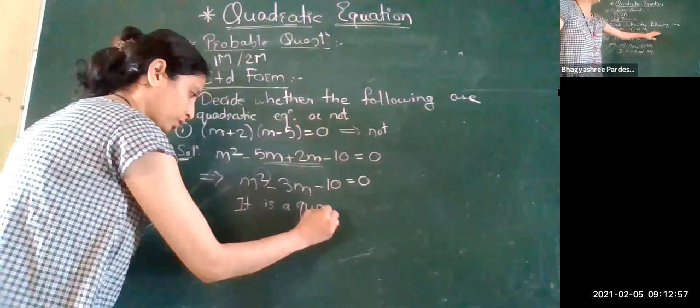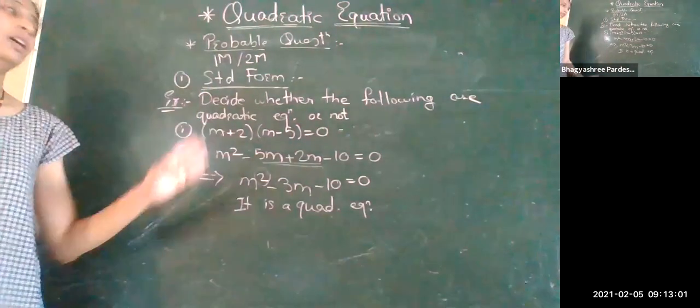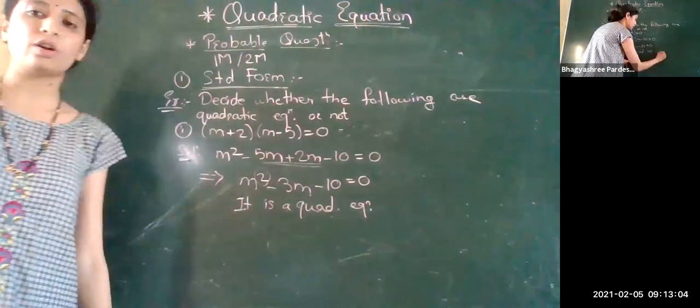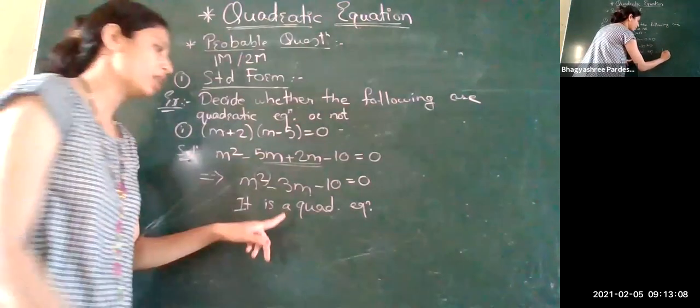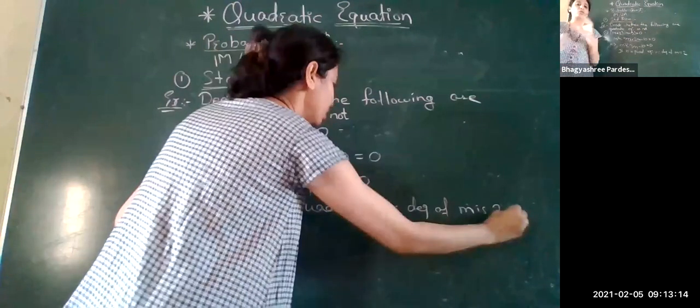Clear? And if the question asks why it is a quadratic equation, simply write: since the highest power or degree is 2, the degree of m is 2. Therefore, this is a quadratic equation.